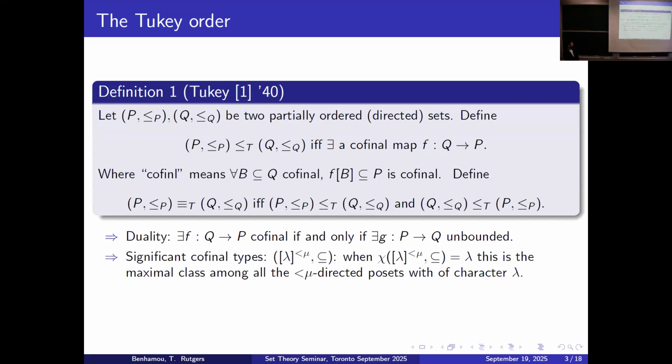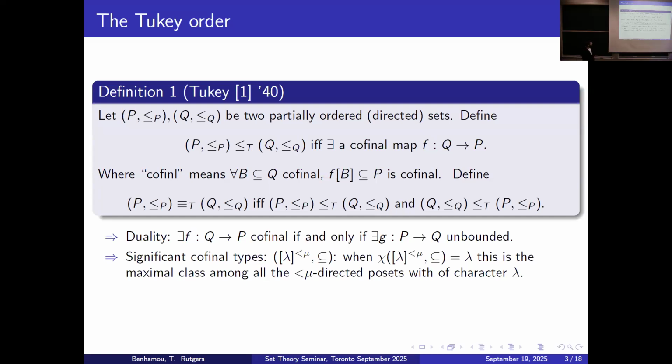So there is a family of significant cofinal types, which we usually compare posets with. Yesterday I learned that they are called stacks. I've also seen people call them standard Tukey sets. But these are just subsets of a cardinal lambda that have cardinality less than mu, ordered by inclusion.